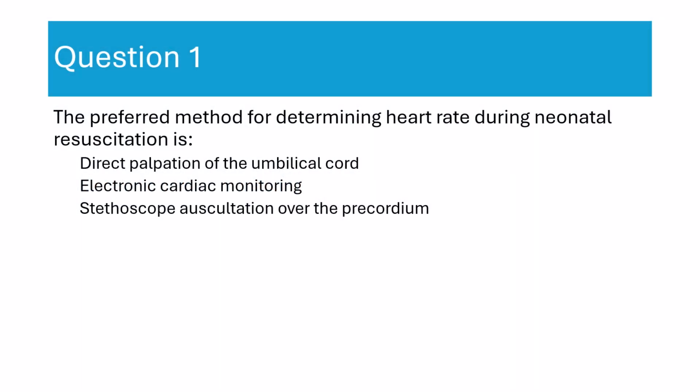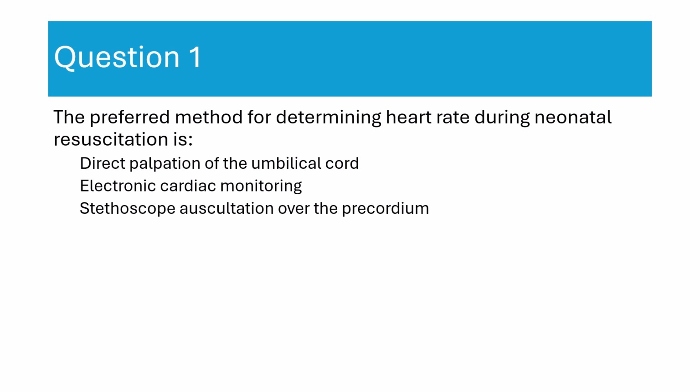The preferred method for determining heart rate during neonatal resuscitation is: direct palpation of the umbilical cord, electronic cardiac monitoring, or stethoscope auscultation over the precordium. The correct choice is electronic cardiac monitoring. This question is testing your knowledge of heart rate assessment methods during resuscitation.